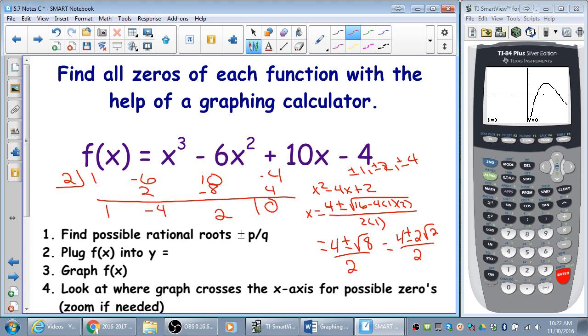8 is 4 times 2. Square root of 4 is 2, so the square root of 4 comes out. That's the outside 2. There's a 2 left on the inside. And finally, all of these are divisible by 2. So 2 plus or minus the square root of 2. And then, of course, we have x equals 2 as an answer. Any questions on that?